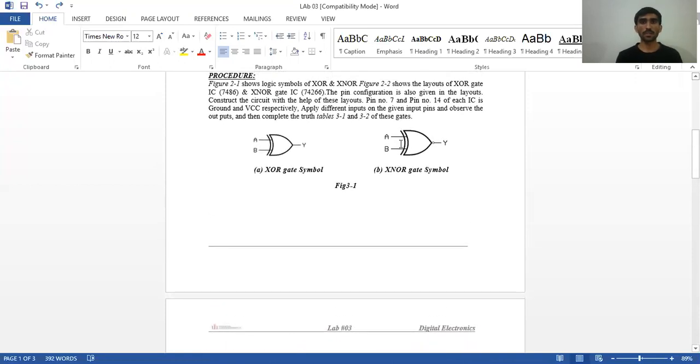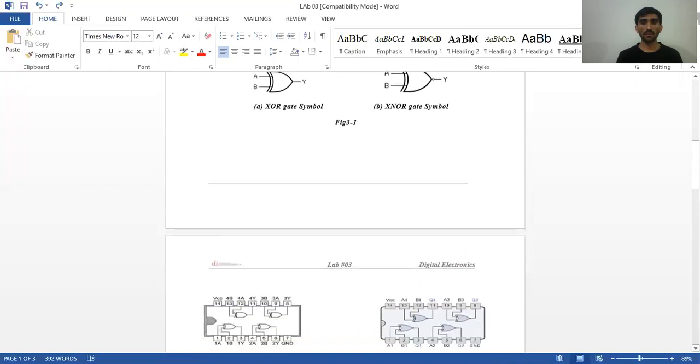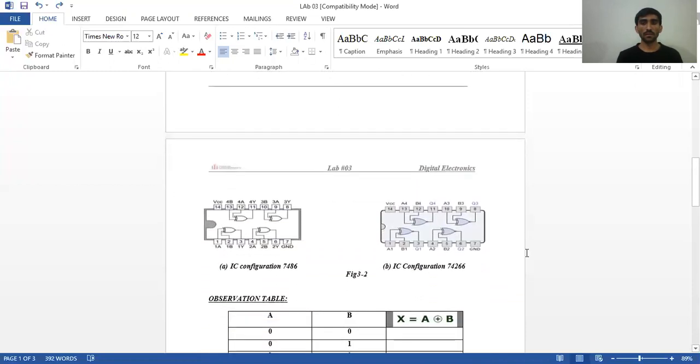Here, this one is a sample of the XNOR gate. This one is the IC configuration of the XNOR gate. The IC has 14 pins, 1 to 7 on one side and 8 to 14 on the other side. Pin 7 is connected to the ground, and pin 14 is connected to VCC. The IC number of the XNOR gate is 74266.